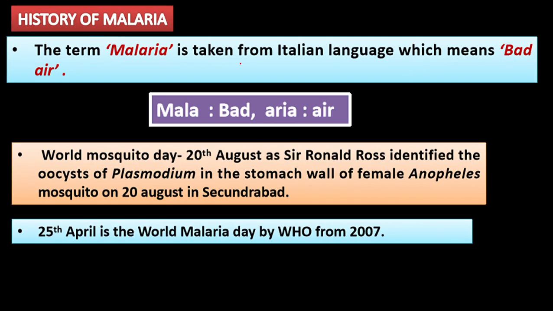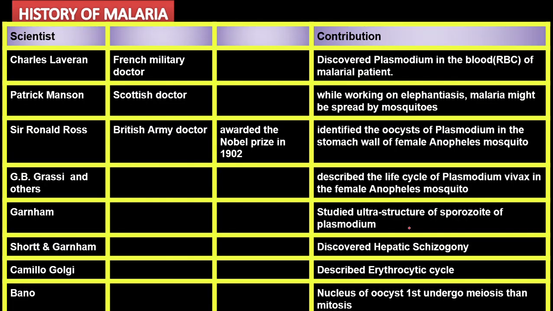Now, the term malaria is taken from the Italian language, which means bad air. Malaria itself does not mean bad air; the language from which it was taken, there it means bad air. World Mosquito Day is celebrated on 20th August as Sir Ronald Ross identified the oocyst. Now what is this oocyst? You will understand in the life cycle. In the stomach wall of the female Anopheles. 25th April is World Malaria Day by WHO. Write in the comment box what is the full form of WHO.